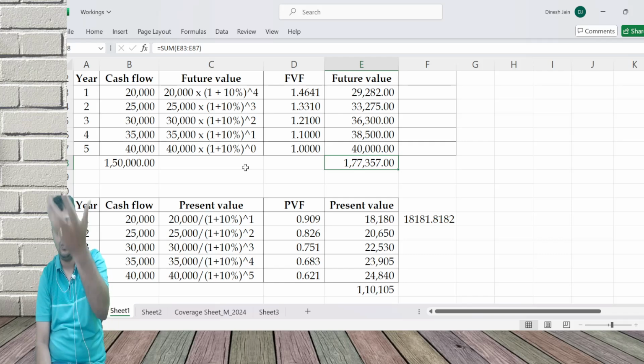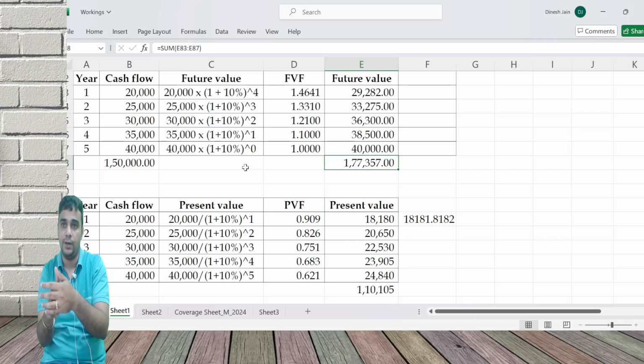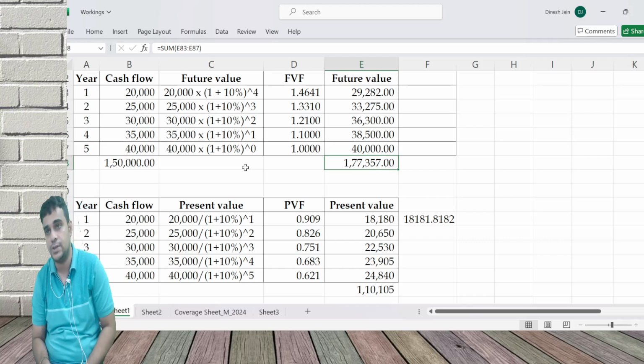I'll explain again. This is an investment product. Let's assume the product says we will not give you 20, 25, 30, 35, 40. We'll give you a single amount. And what is that single amount? 1,65,000. That is, I give you two choices: 20, 25, 30, 35, 40 or 165. You did a total, said 150, 165. You are very happy, took 165, which is a wrong decision.